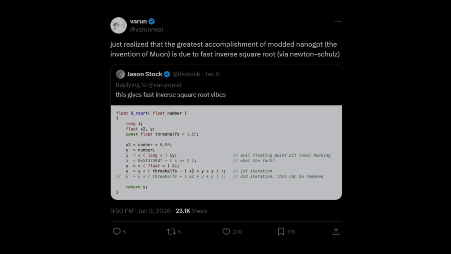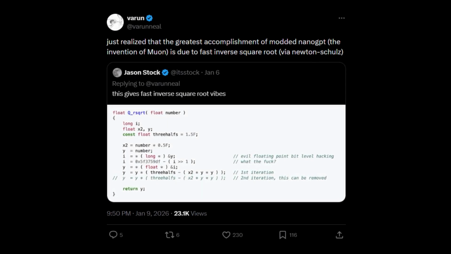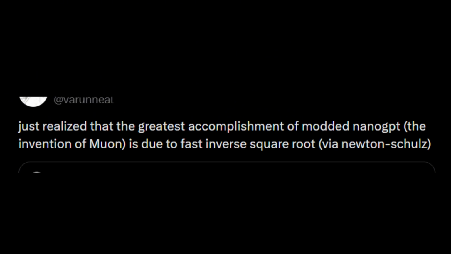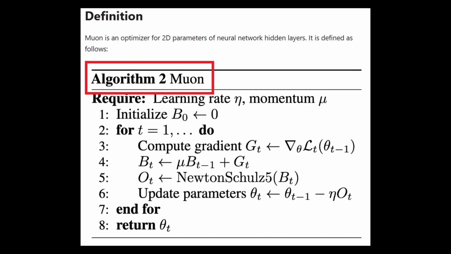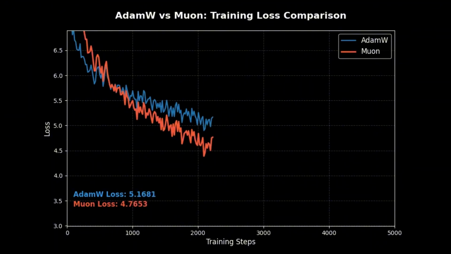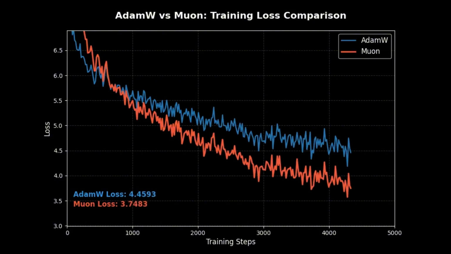On January 9, 2026, user Varun Neil posted this message on Twitter. "Just realized that the greatest accomplishment of modern nano-GPT, the invention of Muon, is due to fast inverse square root via Newton-Schulz." Muon refers to the Muon optimizer, currently the state-of-the-art machine learning optimizer used at large scale.